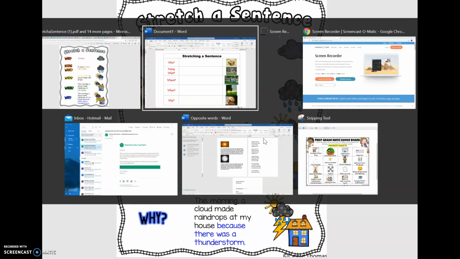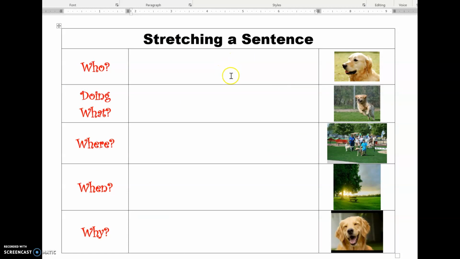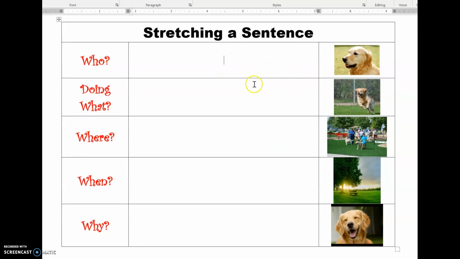Now we're going to look at this stretching a sentence sheet, and we're going to try to stretch our sentence. Again, I have these pictures, so when you're writing, I want you to start visualizing, make an image in your head about what you're writing. So right now, I want to write about my dog. So I'm going to say my dog. Now, what details can I write about my dog? Okay, my dog is cute, so I'm going to say my cute dog. And what is my dog's name? My cute dog, Tommy, right?